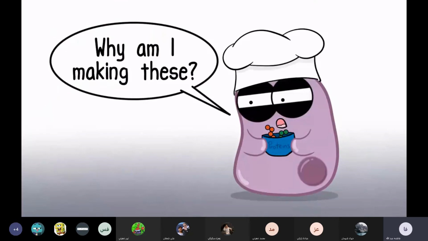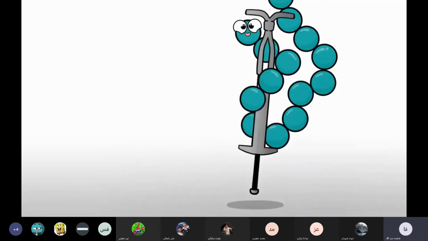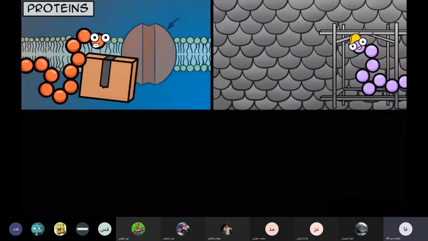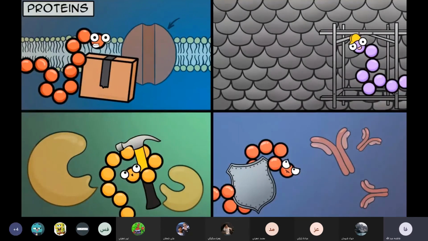And you may wonder, what's the big deal about proteins? Well, you may not realize this, but proteins are kind of a big deal. They do all kinds of things. Proteins are involved in transport, in structure, in acting as enzymes that make all kinds of materials, in protecting the body, and so much more.